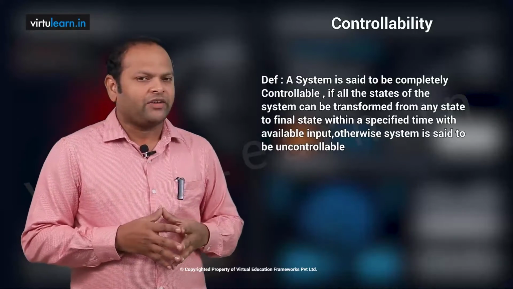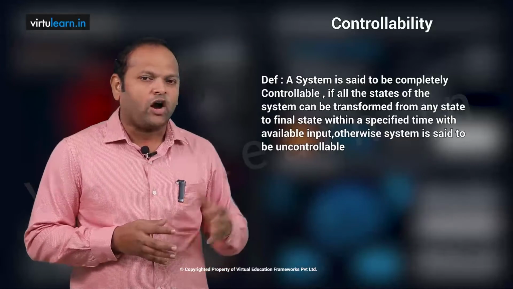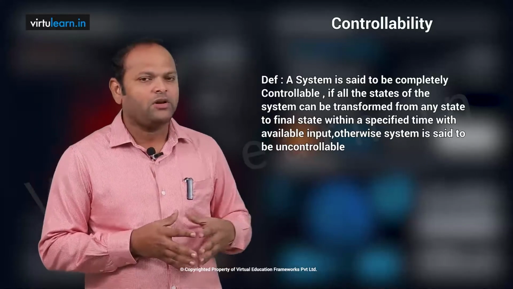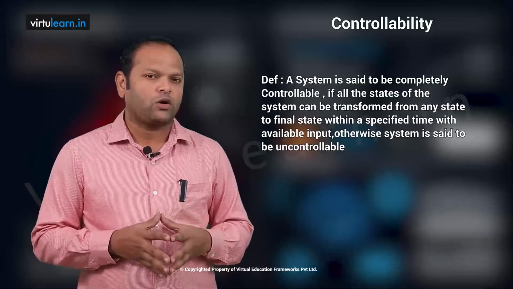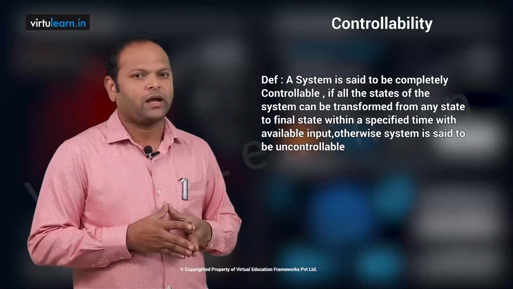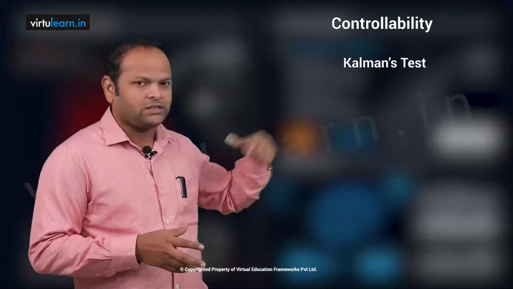Which means, the other way around, is there any input available such that all my states will be transferred from the initial state to the final state? If it is available, then the system is said to be controllable. This controllability is very important when you design state feedback controllers. Then how to test it? We have a Kalman test to find the controllability status of the state model.